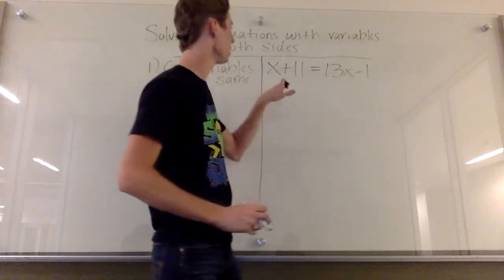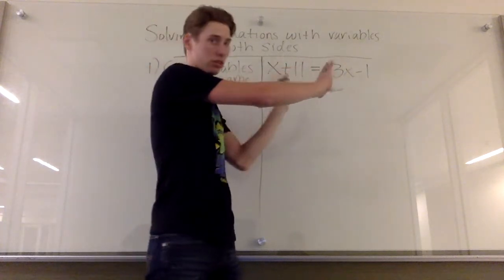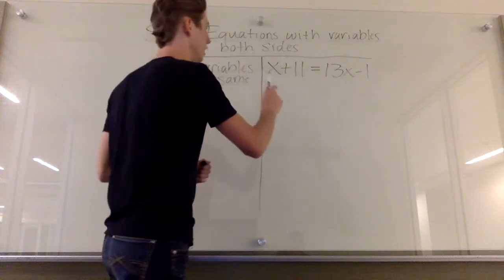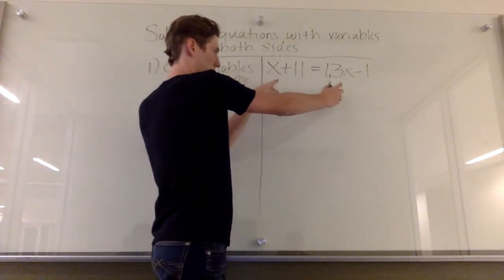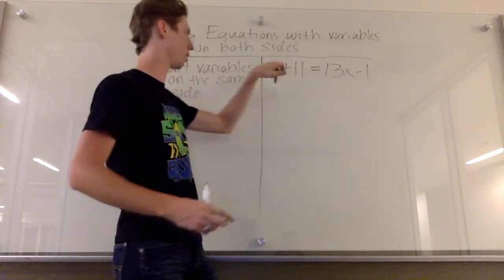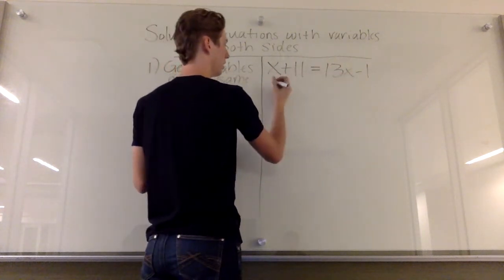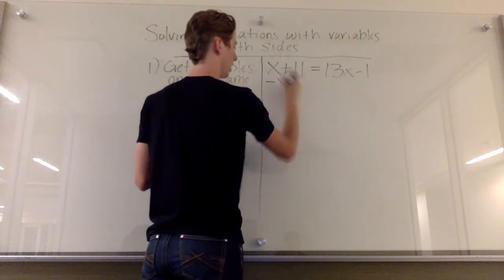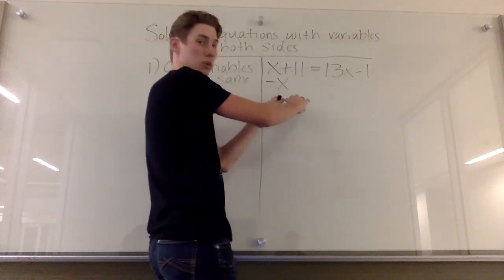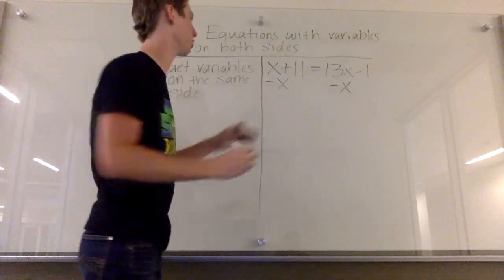All right, you can move either of these terms to either side, and that's fine. But what me and Mr. Cohen would suggest is taking whichever one's smaller and moving it. In this case, we've got x and we've got 13x, so x is the smaller one. In order to move it from this side to this side, we need to get rid of it over here. Since it's a positive x, we're going to subtract x. And if we do something on one side, we have to do it to both. So we're subtracting x from both sides here.